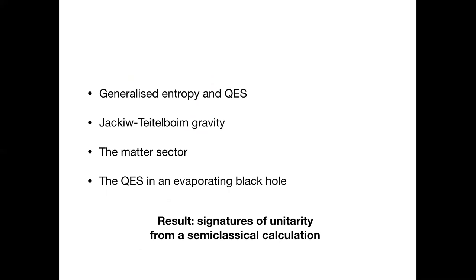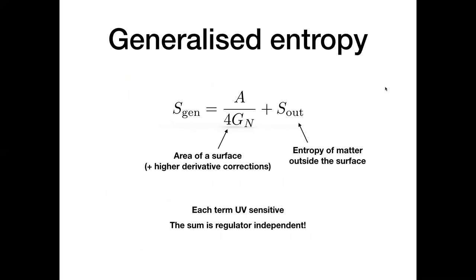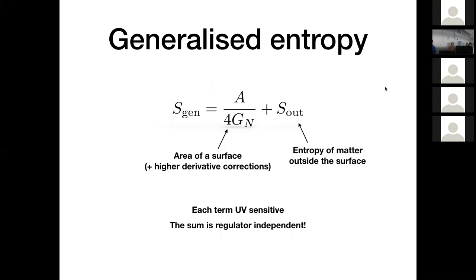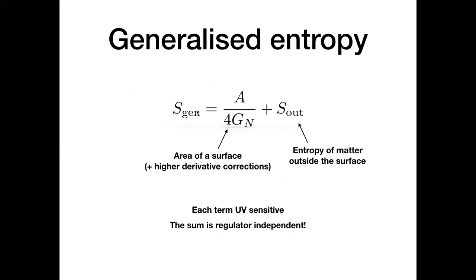Okay, good. Well, let's start by talking about this generalized entropy. This is going to be the important quantity of interest. So this, of course, goes back to Bekenstein and further. The generalized entropy is going to be defined as this combination. So the first term here is going to be the area of some surface. Sometimes in the original context this is a black hole horizon, but we're going to apply it in a slightly broader context that we'll describe later.